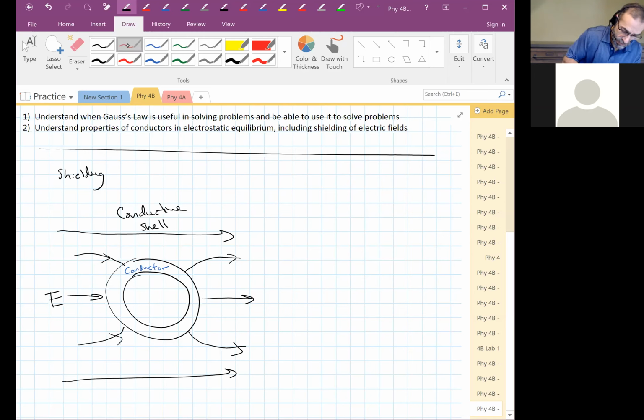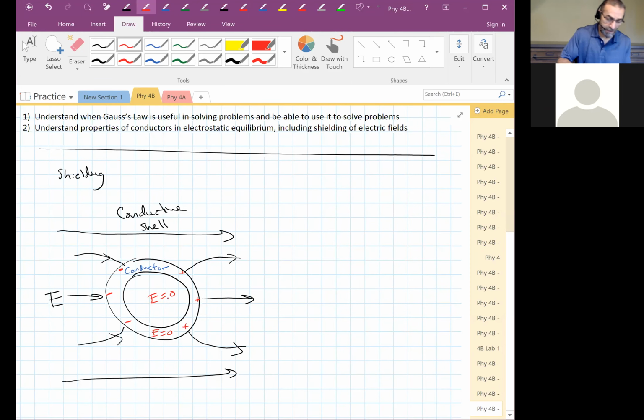So our charges move. We get a negative charge over here, and we get some positives left behind over here. And what happens inside? In the conductive material, E is 0, right? And inside the cavity, in the hole, inside that shell, E is going to be 0. Okay?